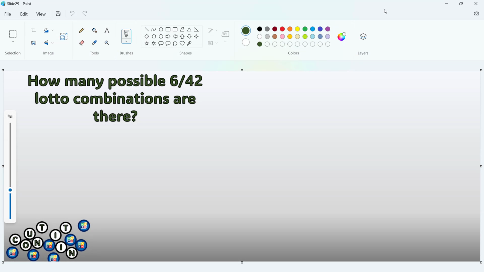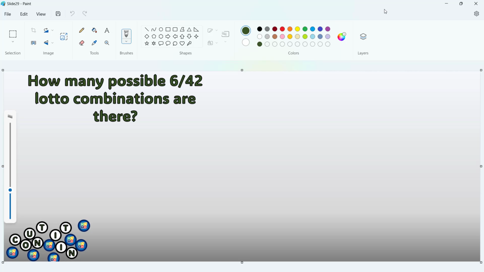How many possible 6/42 lotto combinations are there? Now, this type of problem is a common real-life situation that involves the idea of combinations. If you don't know what 6/42 is, there are 42 numbers that each of the bettors should choose from, starting with 01 until 42. Any 6 of them, you simply bet on, and if they miraculously get picked, then they will win a certain prize, so millions of pesos.